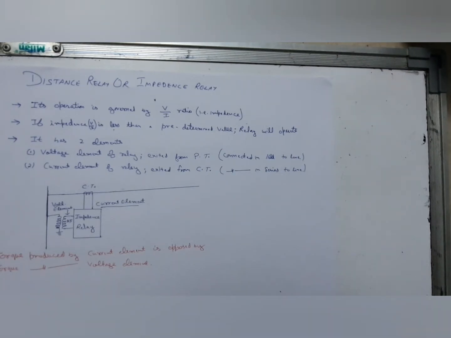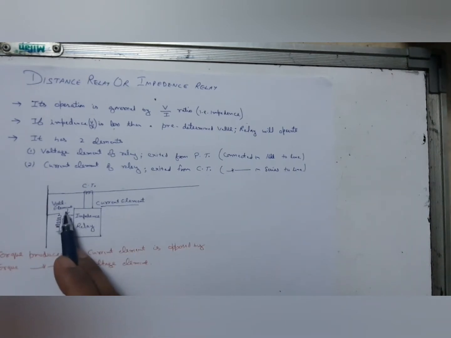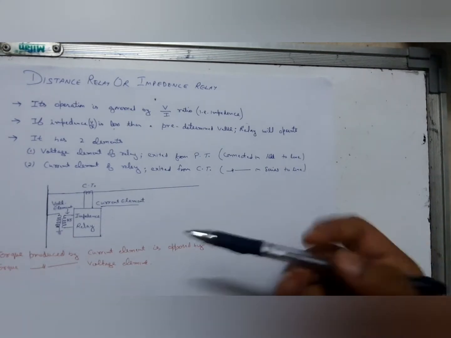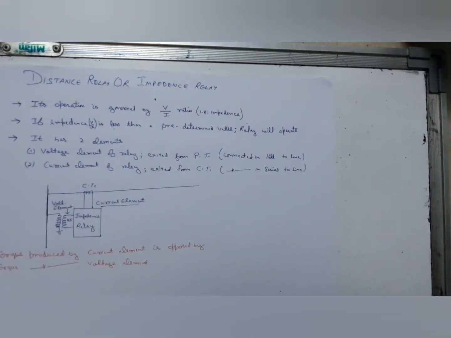So what we have in the relay is two elements. One is the current element, which is excited from a current transformer, and we have a voltage element which is excited from a potential transformer. Both the elements will have some current in them and they will produce some torque, but the torque produced by the current element is opposed by the torque produced by the voltage element, and the torque of this voltage element is basically the restraining torque.